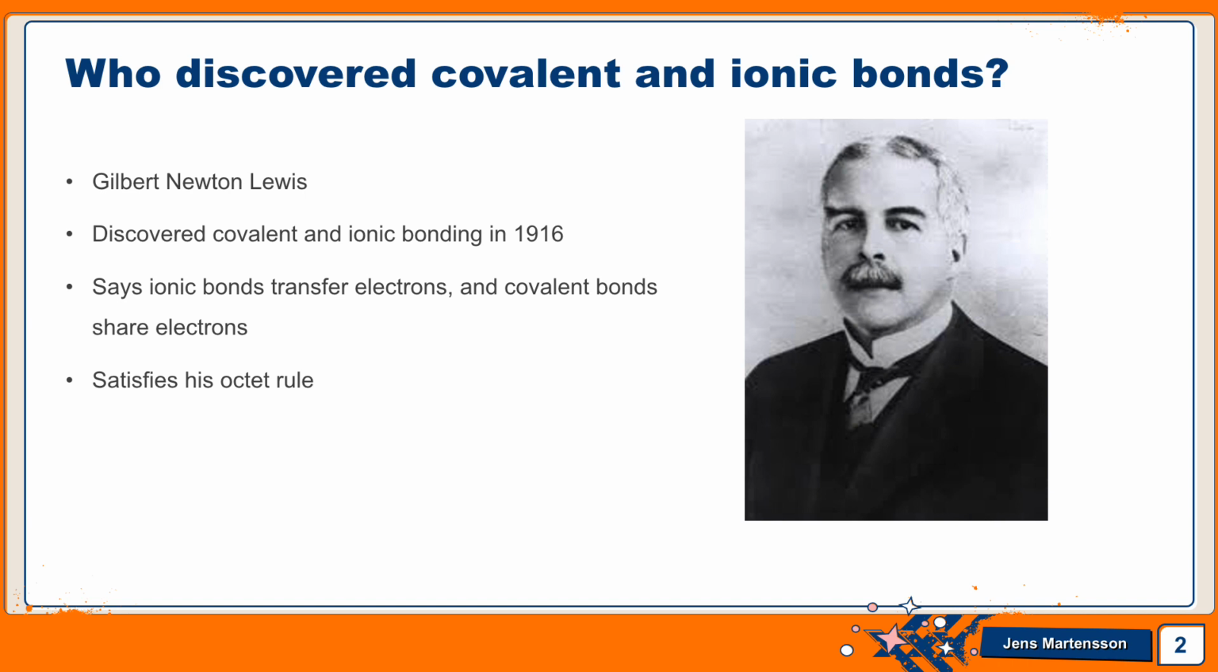So, who discovered covalent and ionic bonds? Gilbert Lewis discovered covalent and ionic bonding in 1916. He proposed that ionic bonds involve the transfer of electrons, while covalent bonds involve the sharing of electrons. This discovery satisfies his octet rule, which is that compounds need to achieve a full outer shell, which is 8 electrons, by either transferring or sharing electrons.